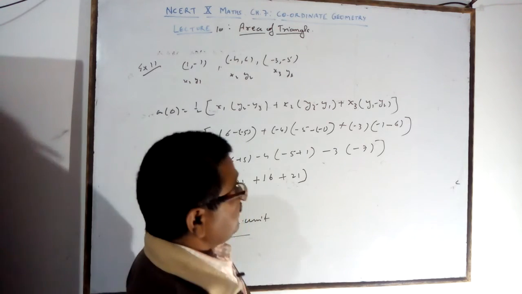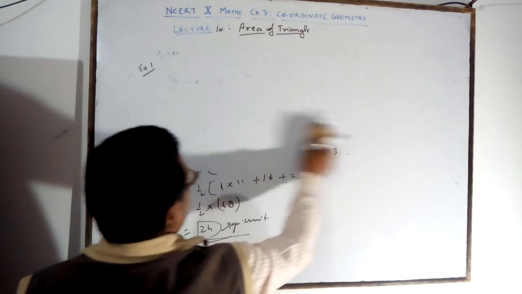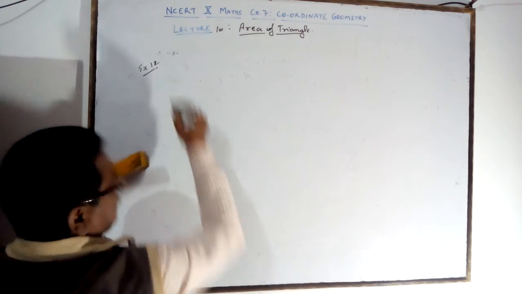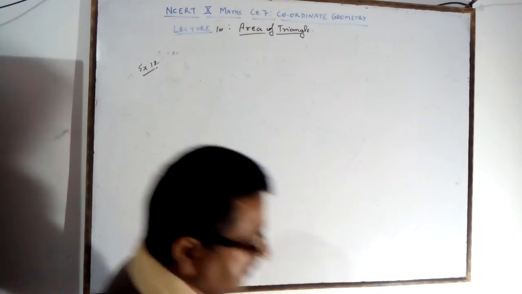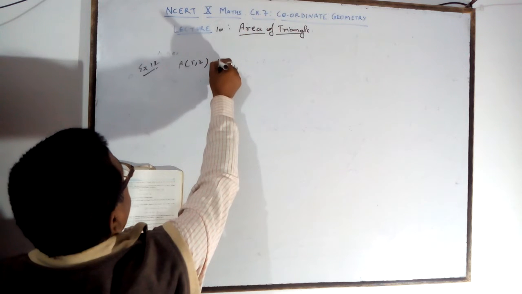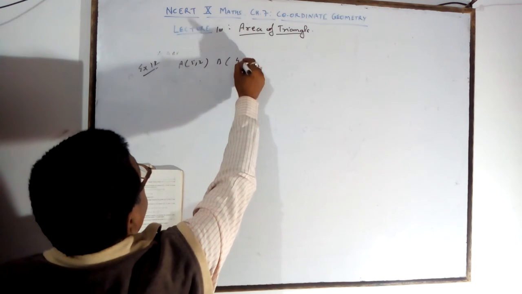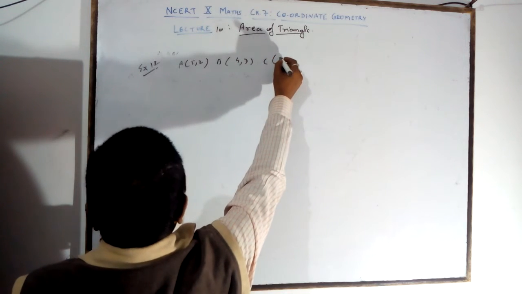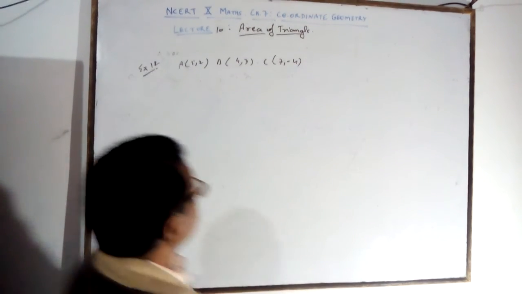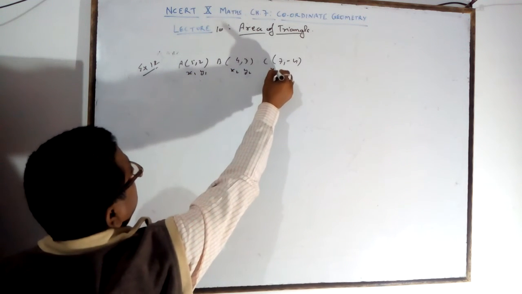Example 12 is given here. Example 12. What is example 12? Example 12 you see, very simple. What is given? Find the area of a triangle whose vertices A is given, 5, 2, B, 4, 7, C, 7, minus 4. In this, very simple, x1, y1, x2, y2, x3, y3.